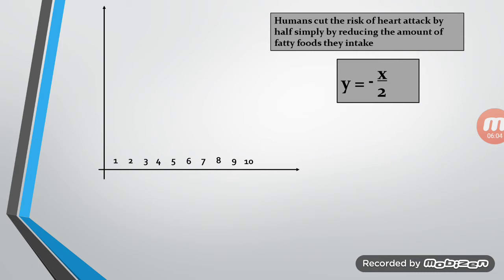Now, as I showed you before, the x over the 2 means that the line is going to represent the risk of heart attack being cut in half. Now, since it's a negative, it's not going to be upwards, it's going to be going downwards, which is where all of the negative numbers are going to lie on a line graph. And since it's x over 2, simply with a negative, it's going to go down, leading over to 2.